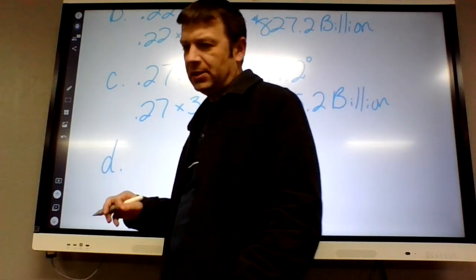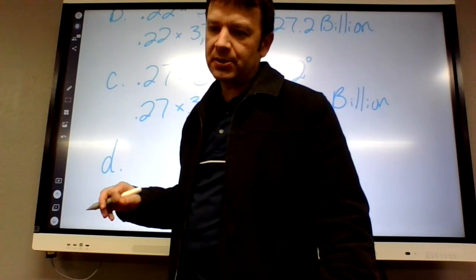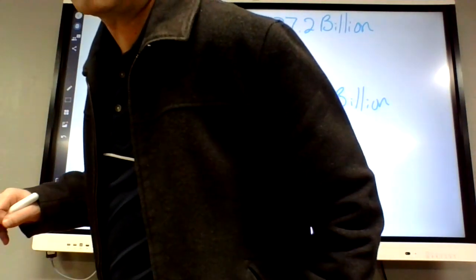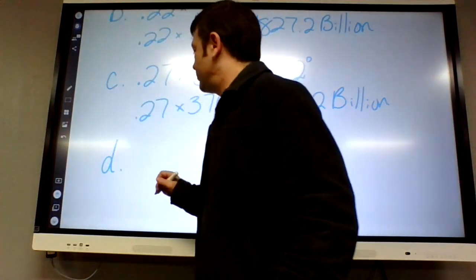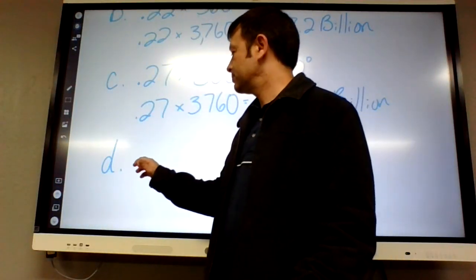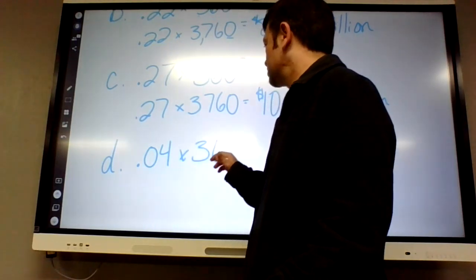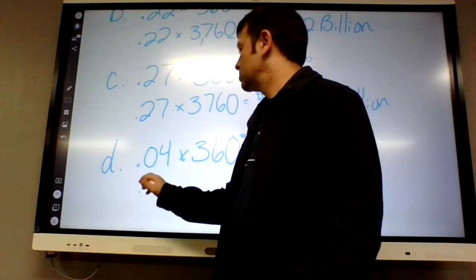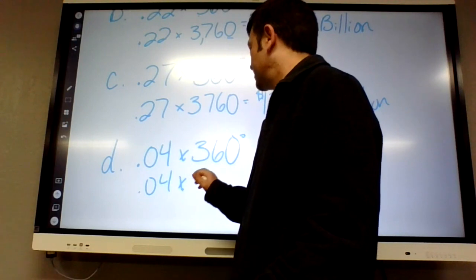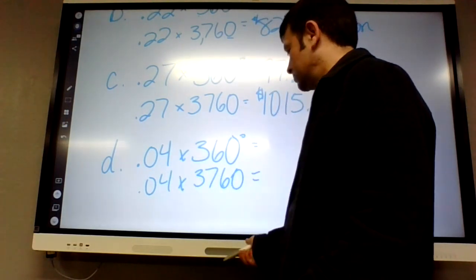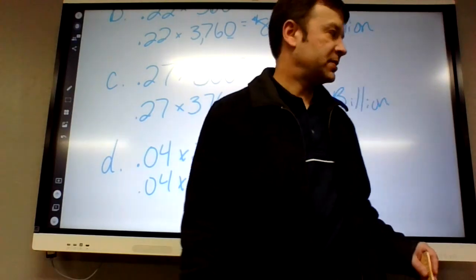D is education. Black, 4%. How do I write 4% as a decimal? Anyway, whatever that is. Let you guys finish it.